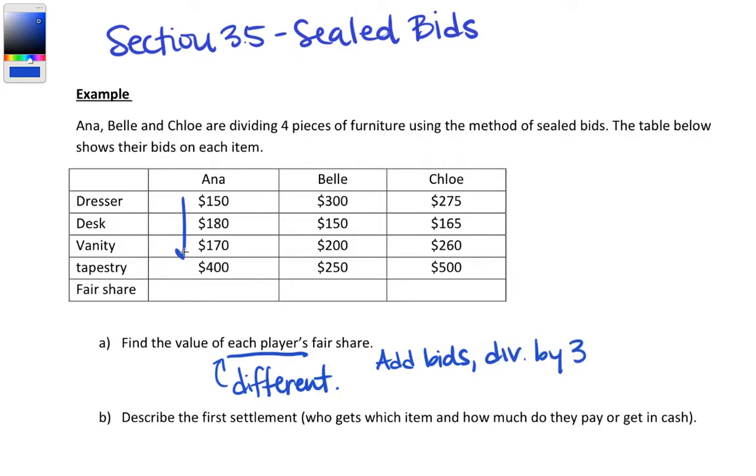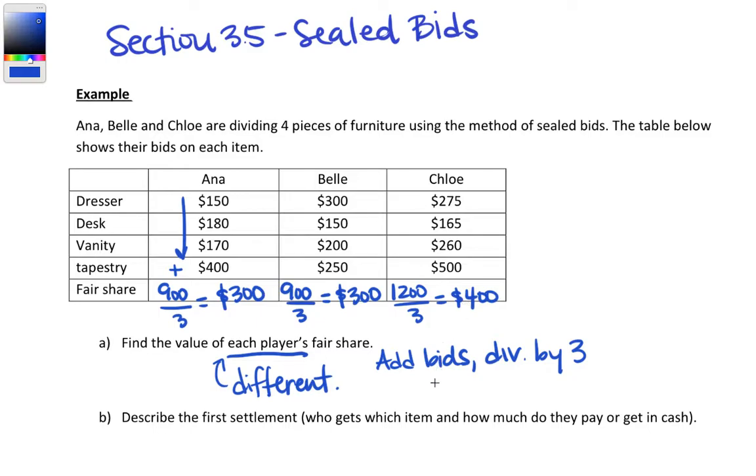So we add up all of Anna's bids. That gives us 900. We divide 900 by 3, and that gives us that her fair share is 300. When we add up all of Belle's bids, we also get 900. So Anna and Belle happen to both have fair shares of 300, but we'll see when we add Chloe's up, the total here is 1,200. When we divide 1,200 by 3, we get 400.